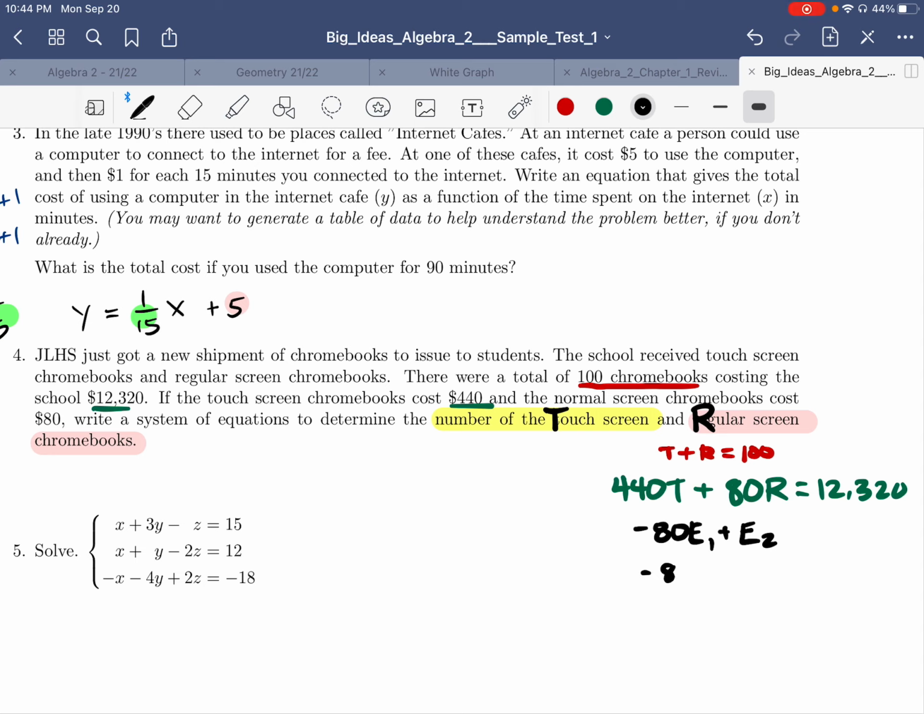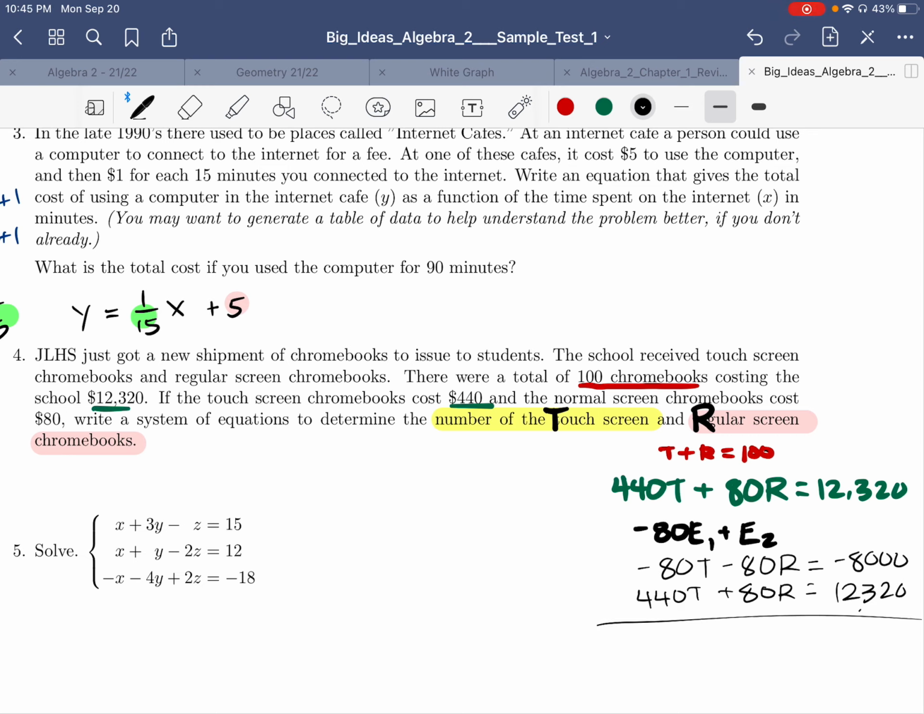This gives us negative 80T minus 80R, and then negative 80 times 100 is going to be negative 8,000. That's the red equation. Then E2 is just the green equation. So I'll just write 440T plus 80R equals 12,320. Go ahead and solve this system right here.